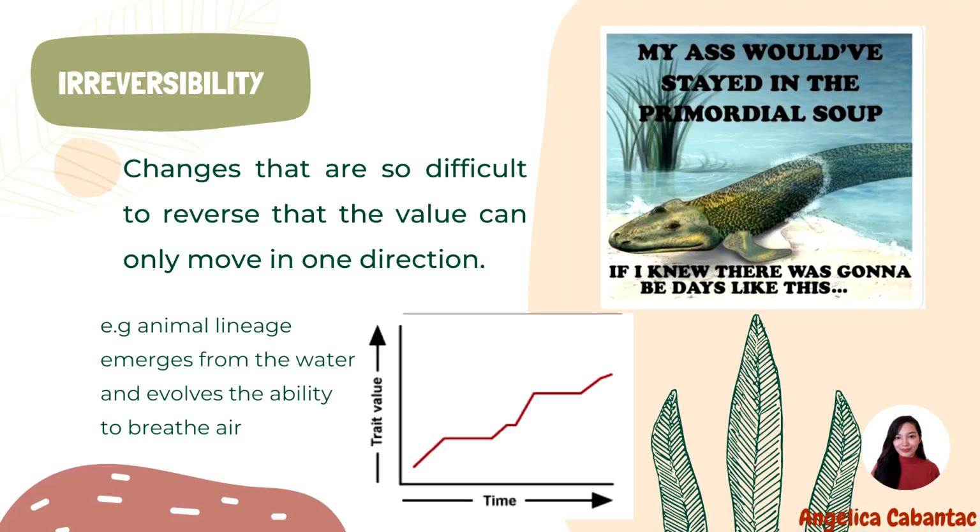Now let's proceed to the three causes of trends, which are irreversibility, natural selection, and species selection. The first one is irreversibility. This is when evolutionary changes can only move in a single direction. So there are some traits that are so difficult to reverse that the value can only move in one direction.